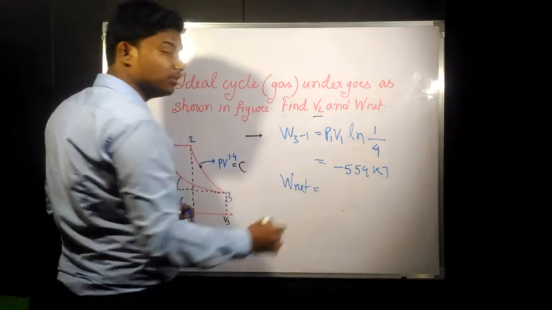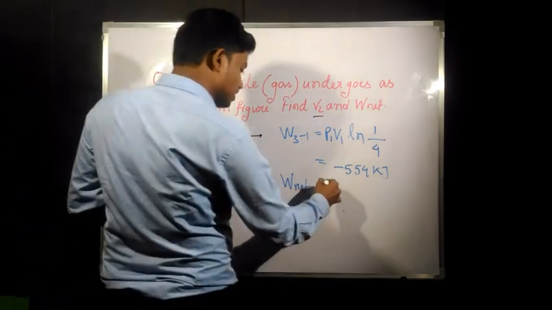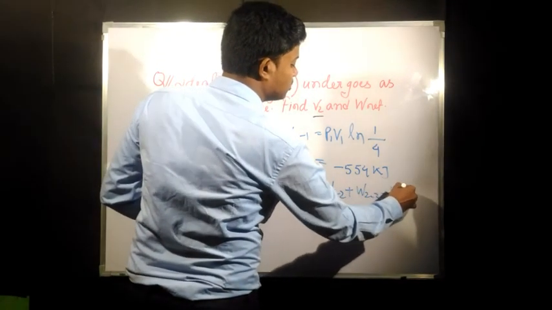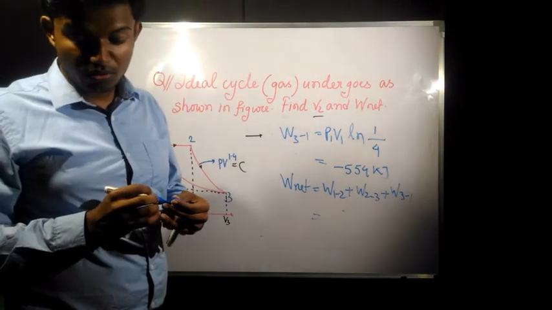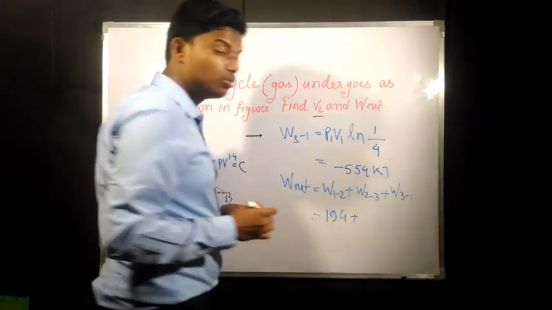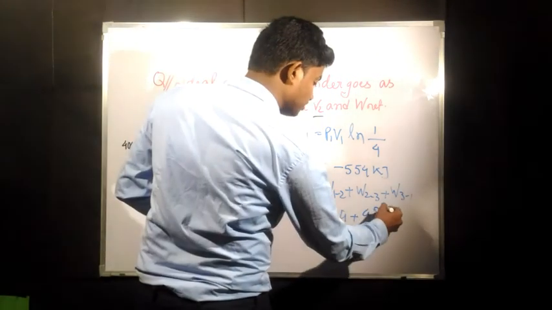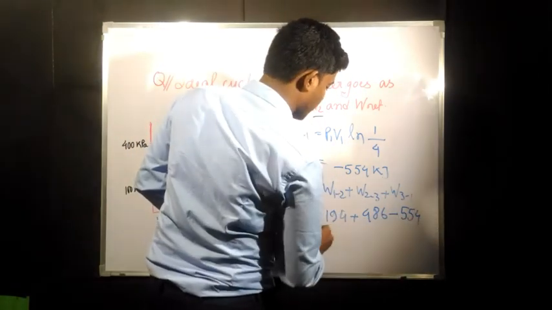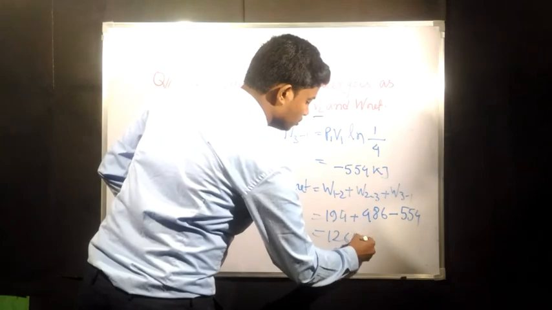Now we need to find W net. What is going to be W net? W net is nothing but the algebraic sum of all the processes, that is W1 to 2 plus W2 to 3 plus W3 to 1. So W1 to 2 was 194 kilojoule, W2 to 3 was 486 kilojoule, and W3 to 1 was minus 554 kilojoule. If you add all this up, you will get the final answer as 126 kilojoule.